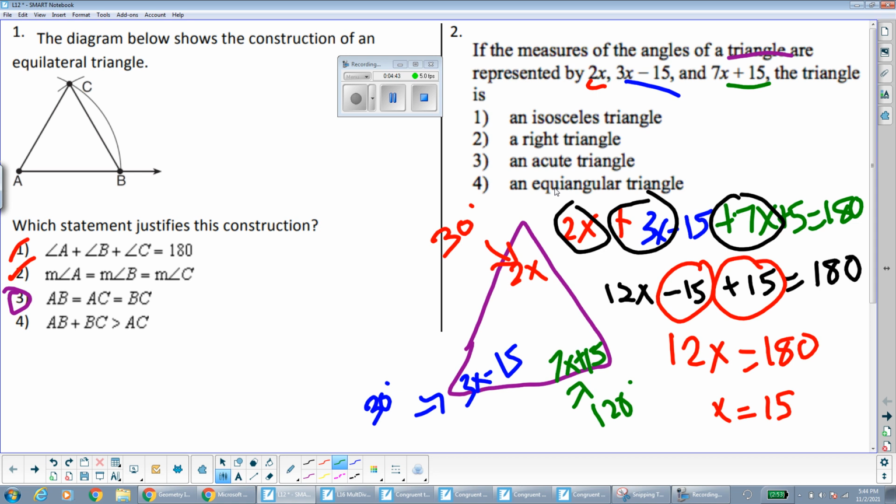Answer choice 4 says that we have an equiangular triangle. That means all the angles are equal. Clearly here, all 3 of the angles are not equal to each other. 2 are equal, but the last one isn't. So I'm going to put one out.